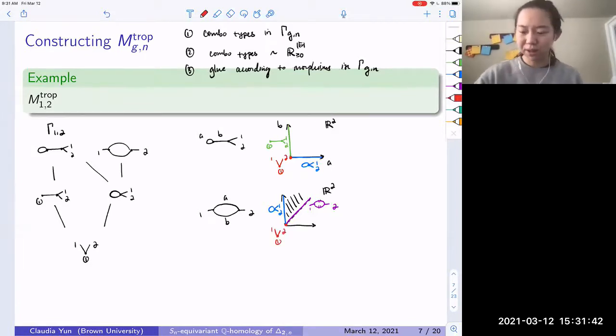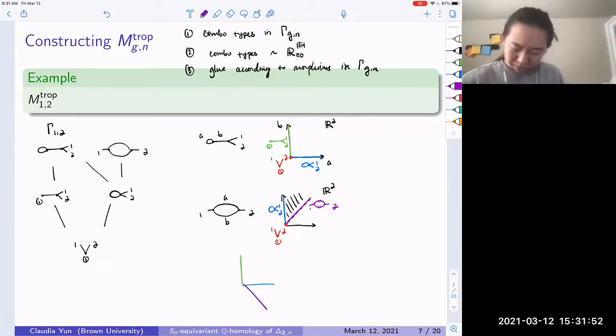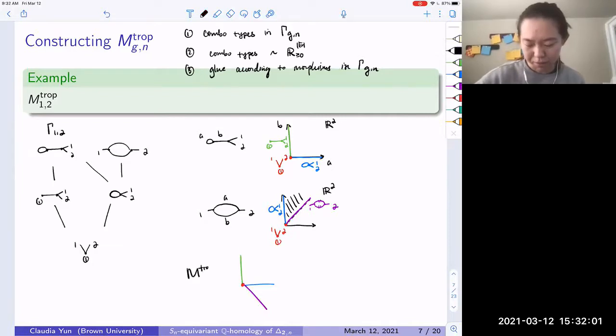So finally, to put everything together, we will have this green face, and the blue one, the purple, and finally the red origin. And so this will be our M^trop_{1,2}. And we can easily see that this construction works for general g and n.